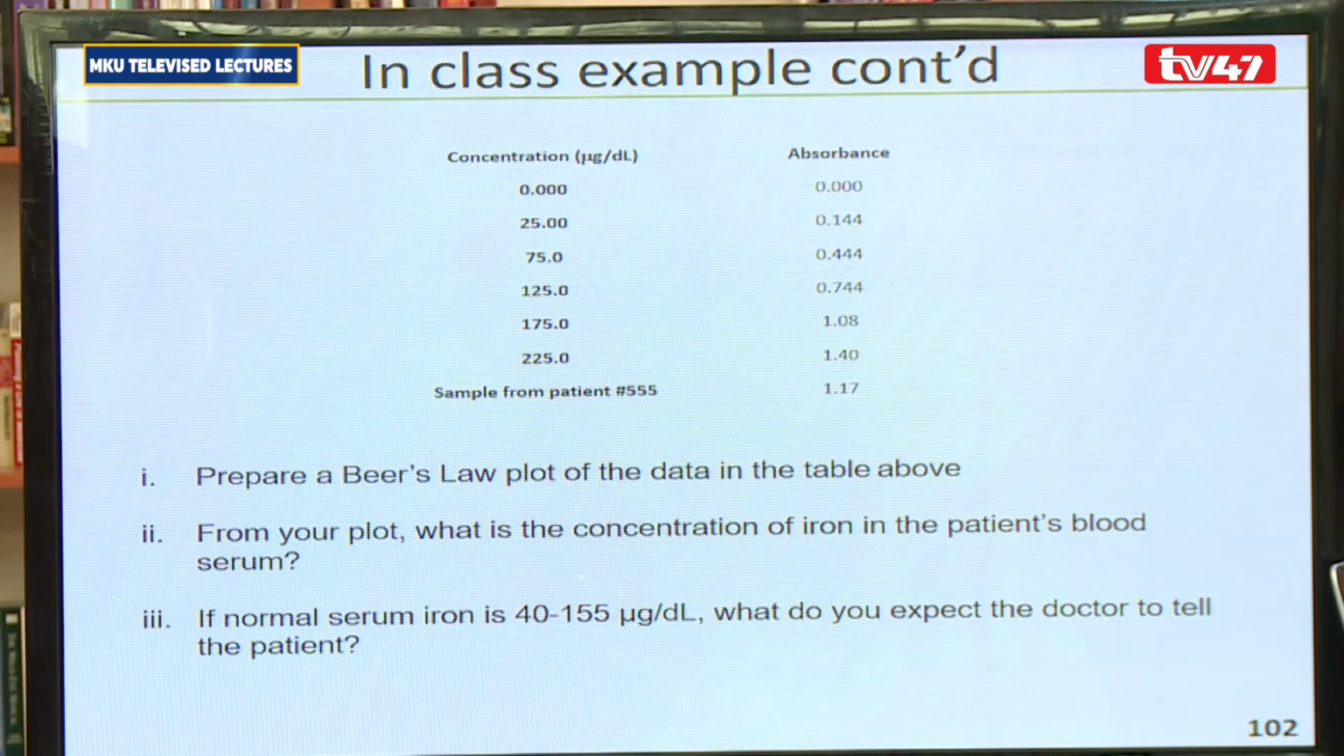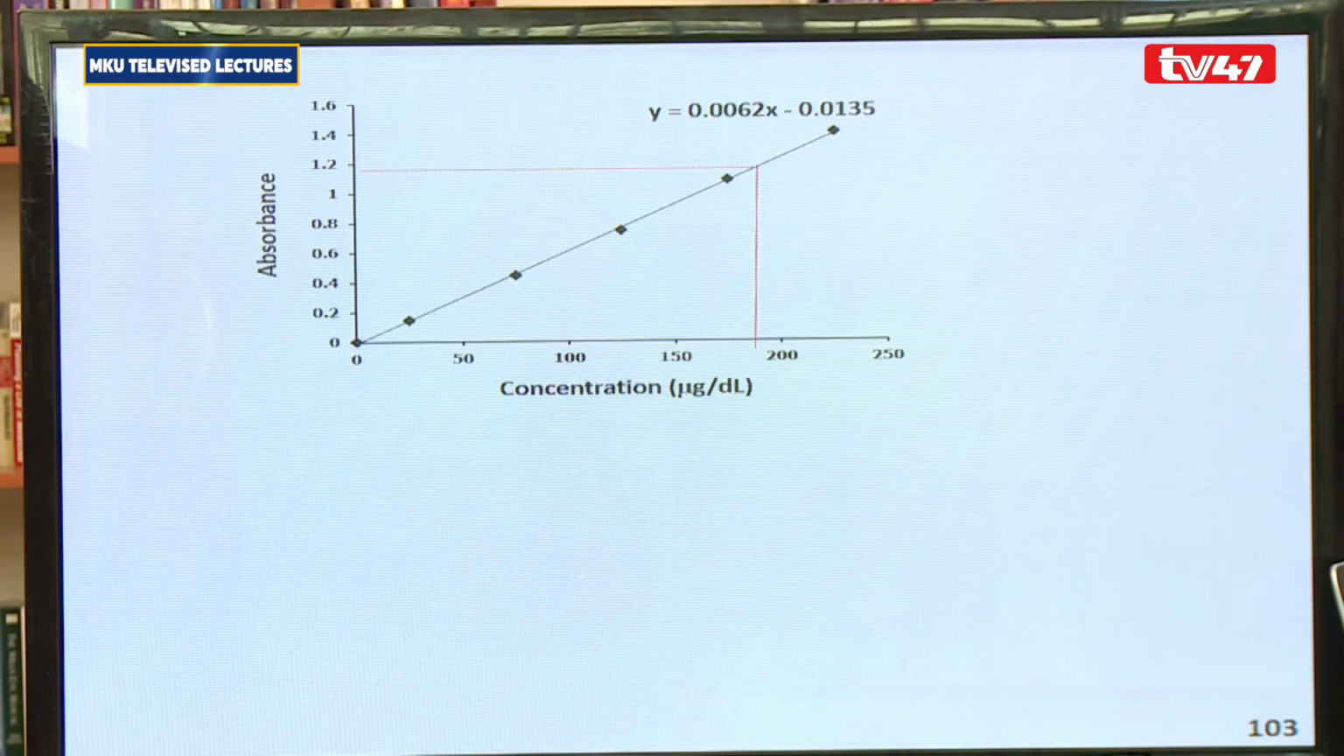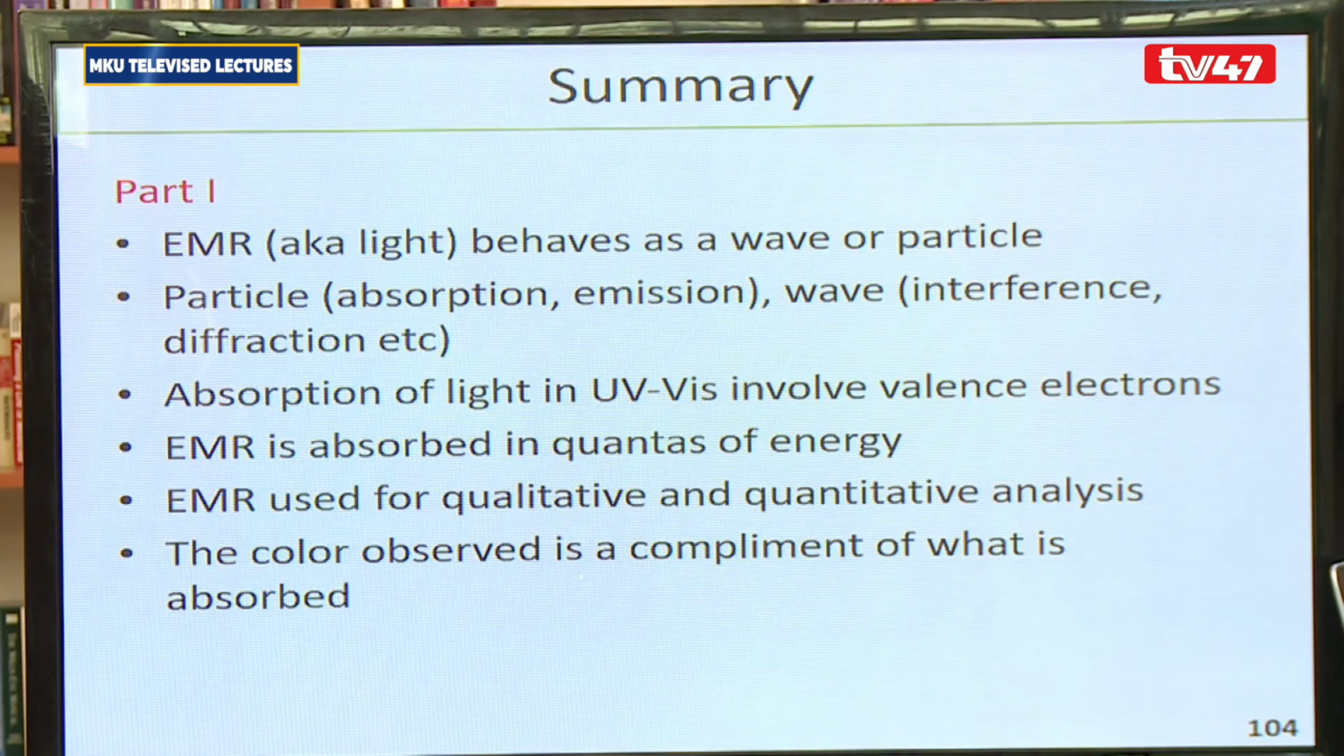And because we were not given any information regarding dilution, we assume the sample had already been analyzed the way it was. And so now we have found the concentration to be 190. And you realize the normal concentration of iron is between 40 and 155 micrograms per deciliter, meaning this patient's iron level is far beyond what is normal. And so you'd expect the patient to have a discussion with the doctor on maybe medication or remedies to correct for that high iron level.